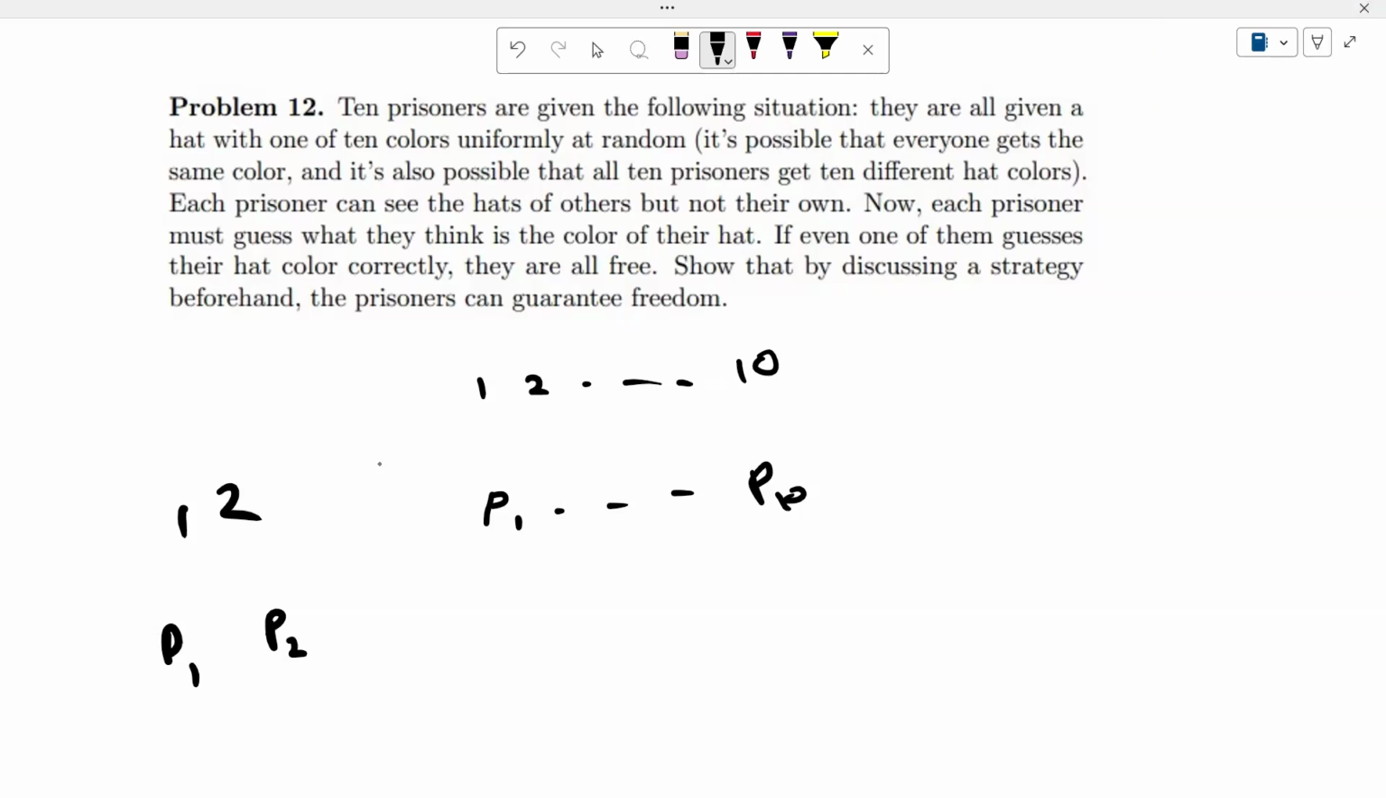How many guesses are allowed per prisoner? Only one. If there were two guesses, then sure, you can guess both. But each person can guess one. Person one can make a guess of, let's say, my hat color is two. Person two makes a guess that their hat color is also two. Let's say that's possible. But at least one should get it right.